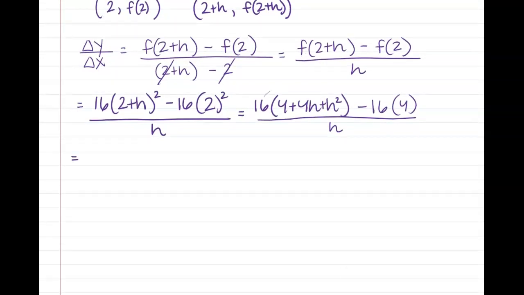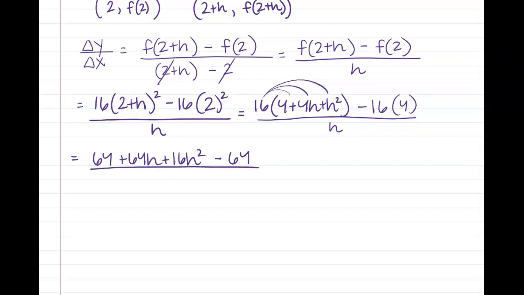So now we have 16 times 4, which is 64, plus 64h, plus 16h squared, minus 64, all over h. Getting there. So now let's see, the 64s will cancel. So we have 64h plus 16h squared divided by h. Now we can get rid of the h on the bottom. Then we don't have to divide by 0 anymore. Sorry, I got very excited. So those h's cancel. This will turn into just a regular h. So we end up with 64 plus 16h.